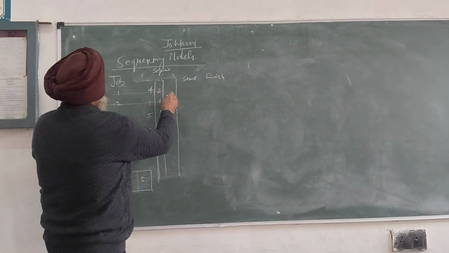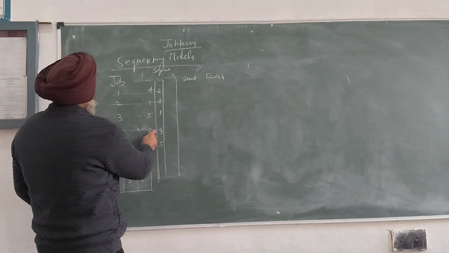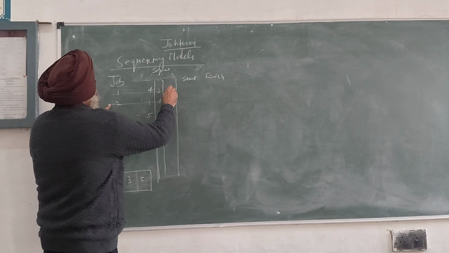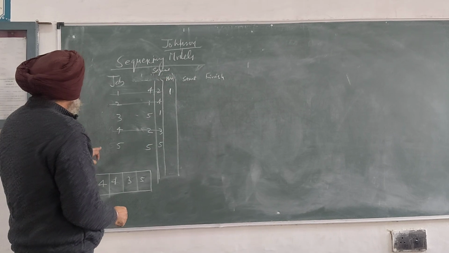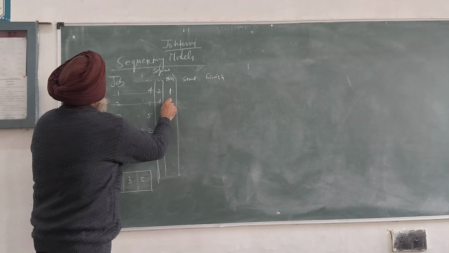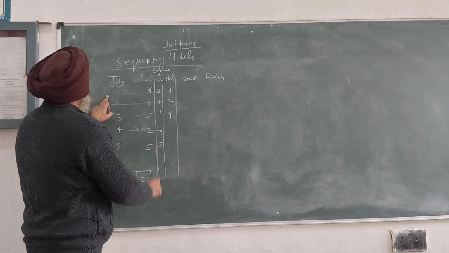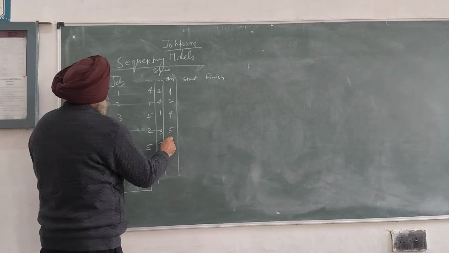And what is the time being consumed? On job number 2, the time consumed is 1 minute. It is given in minutes. On job number 4, the time consumed is 2 minutes. Job number 1, the time taken is 4 minutes. Job number 3, the time taken is 5 minutes, and job 5 is also 5.